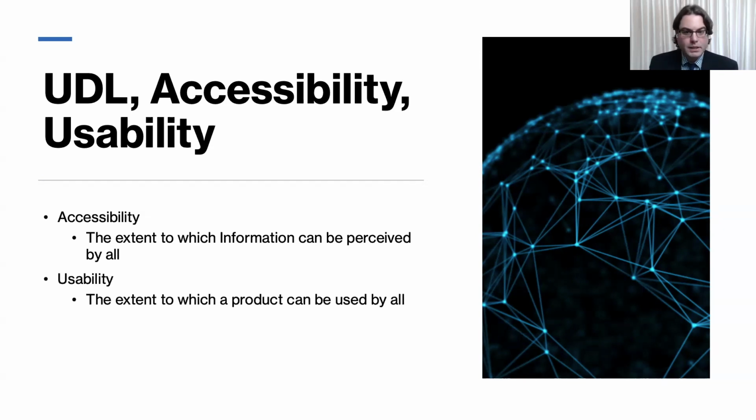Usability goes beyond accessibility and refers to the extent to which a product can be used by all. So an example of the difference between accessibility and usability might be if we think about a web page, for example. It's possible to make a web page accessible so that it can be accessed by all, but if it's not tested with users, it's possible that it may not be easy to use. It may not be usable.